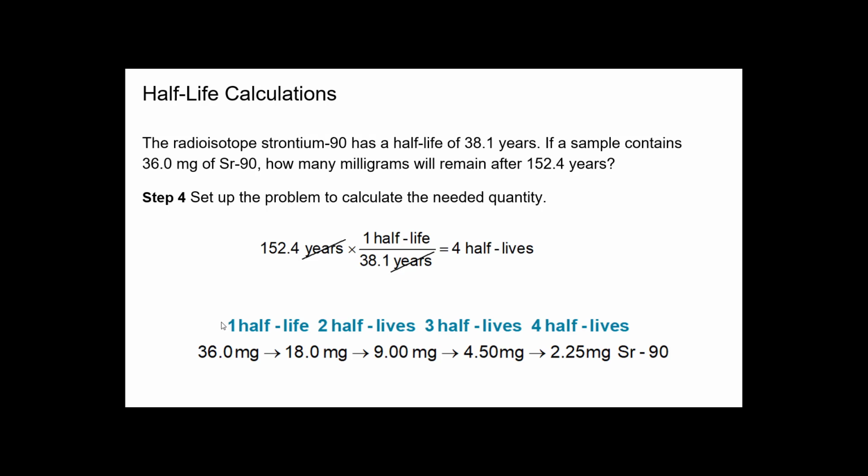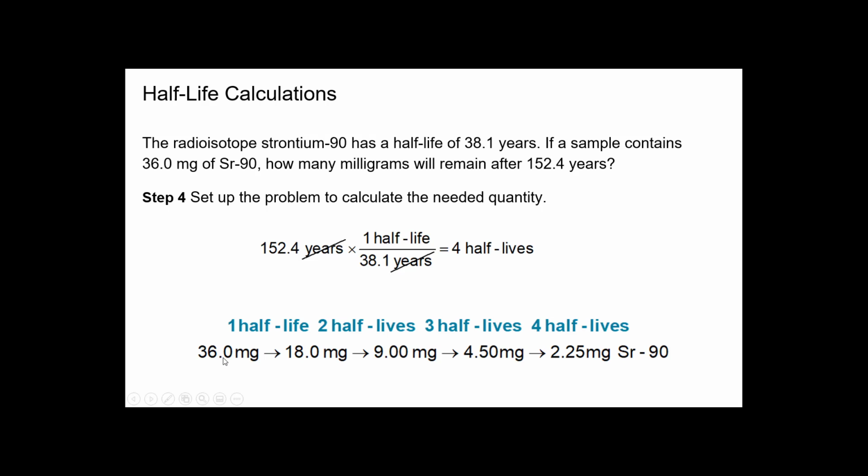Okay, so we start with 152 years. So we're going to put 38.1 years on the bottom and one half-life on the top. So when we cancel out, this gives us 4 half-lives. So it's going to take 4 half-lives to fulfill that 152.4 years. So now we have another step. Think of this as the first calculation, and here is the second calculation.